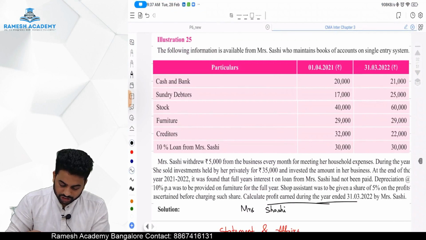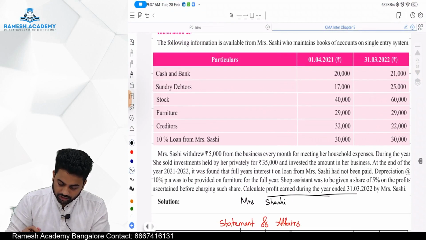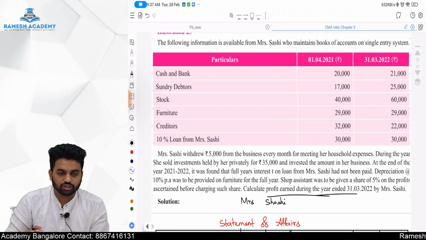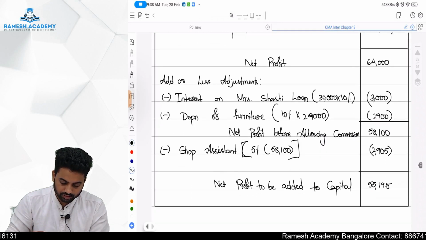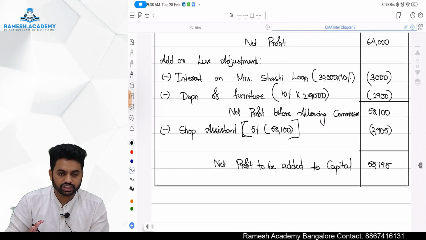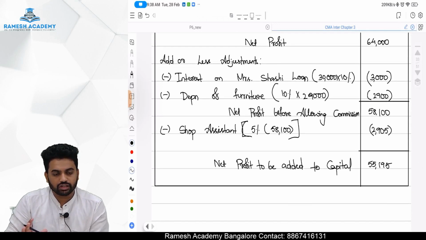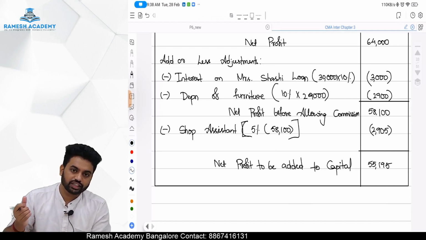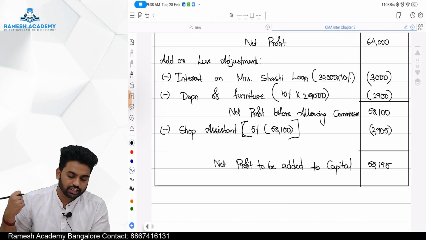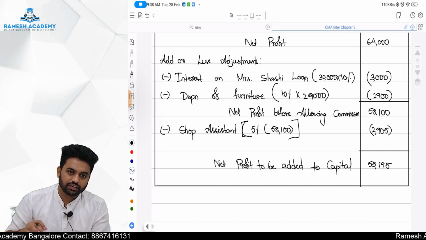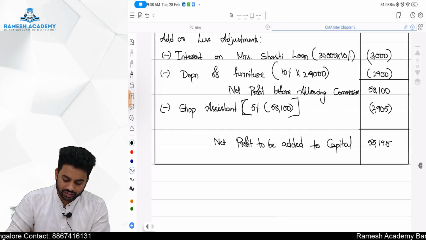Next one, we did Shashi's account. They asked us to find out how much is the profit. We used the first method, statement of affairs method, and we have computed it, right? And depreciation wasn't adjusted, that's why we adjusted it. After that, later interest and all wasn't adjusted. Whatever wasn't adjusted, we adjusted. After finding the net profit using a normal method, we adjusted the unadjusted items. Later we arrived at net profit to be added to the capital.